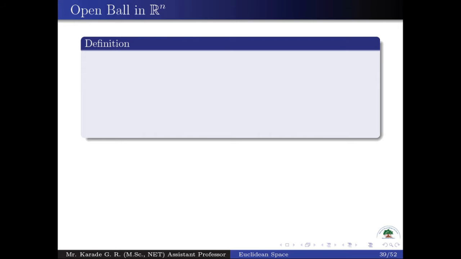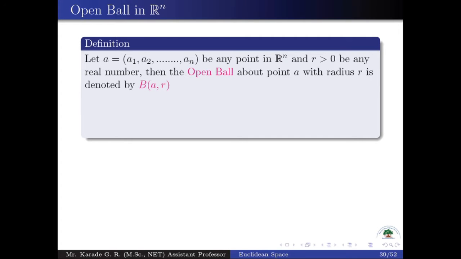So first of all, we write the definition of open ball in Rn. Let A equal to (A1, A2, ..., An) be any point in Rn and R greater than 0 be any real number. Then the open ball about point A with radius R is denoted by B of A comma R. B of A comma R, we read it as open ball about A with radius R.